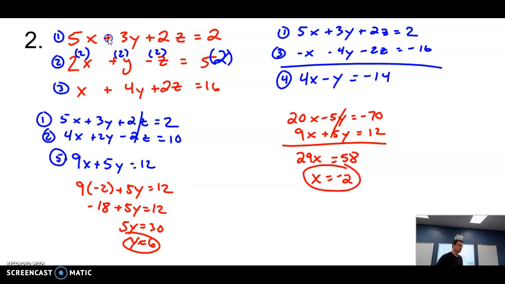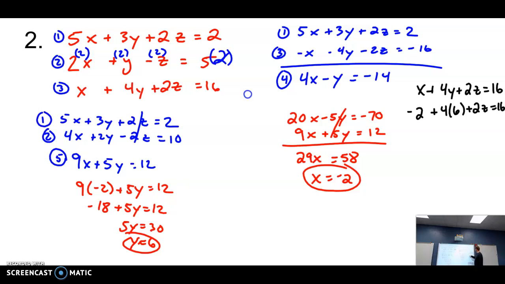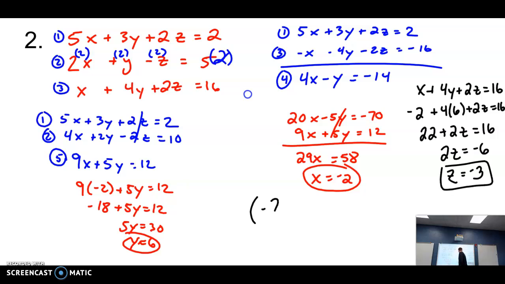You need to solve for z. So you go back into 1, 2, or 3. I'll just use 3. Those numbers are small. So here's the equation I'm going to use. X plus 4y plus 2z equals 16. Well, I know x is -2. I know y is 6. So now I just need to solve for z. So that's 24 minus 2 is 22. So 2z equals -6. So z is -3. So my final answer here is -2, 6, -3.